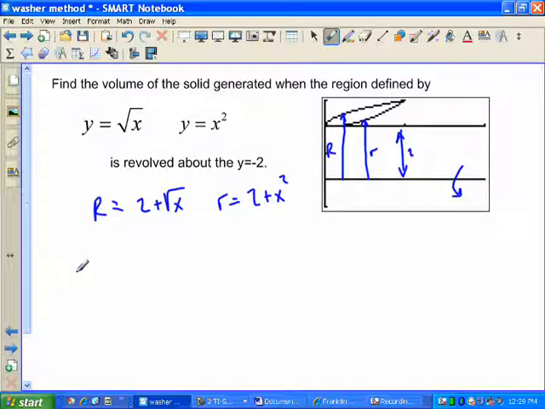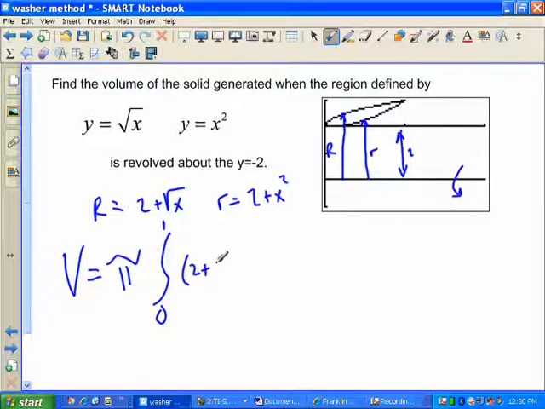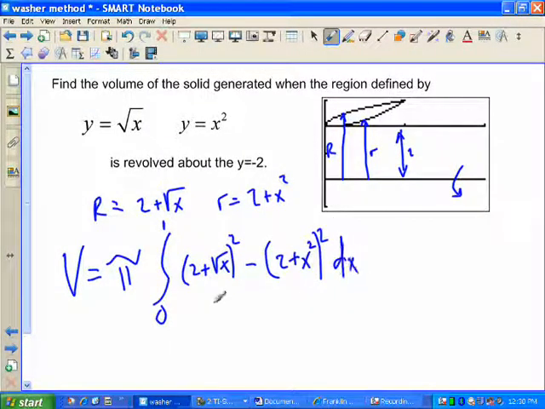The integral is going to be the same thing as we go. This one, I don't know what it actually looks like, but you can try to visualize it if you like. My volume is still pi times the integral, still from 0 to 1. We haven't changed the points of intersection or anything about this curve. Big R, 2 plus root x, squared, minus little r, 2 plus x squared, dx.